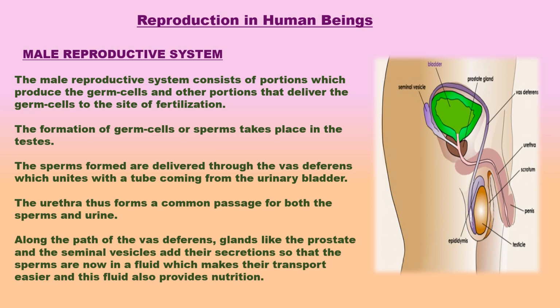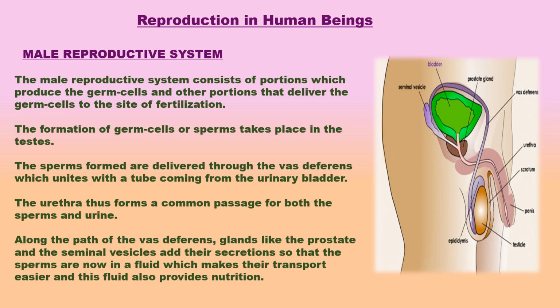The sperms formed in testes come out and go into a coiled tube called epididymis. The sperms get stored temporarily in epididymis. From epididymis, the sperms are carried by a long tube called vas deferens, or sperm duct, which joins with another tube called urethra coming from the bladder.